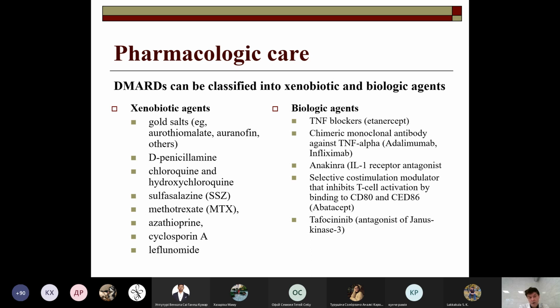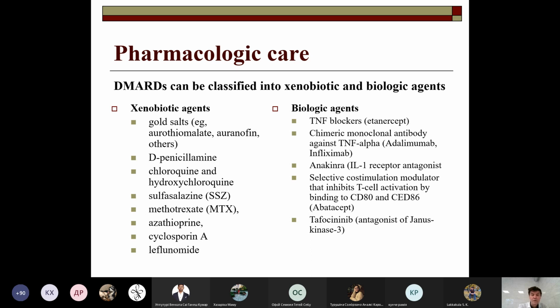So, how does it work? You should choose one of the xenobiotic agents. Properly, it would be methotrexate, 5 to 10 milligrams per week, along with folate, the same dose, and add on to the drugs one biological agent. More often than not, it would be tofacitinib or Actemra. Actemra is usually recommended for patients having juvenile rheumatoid arthritis.